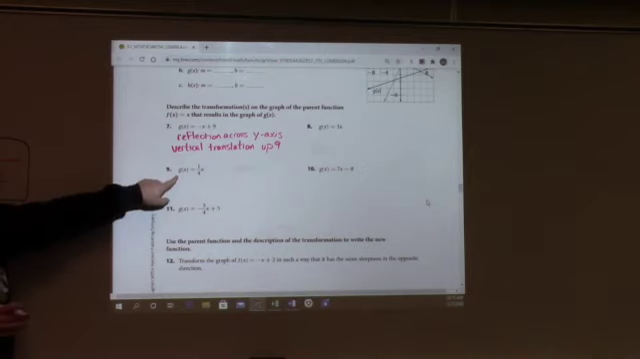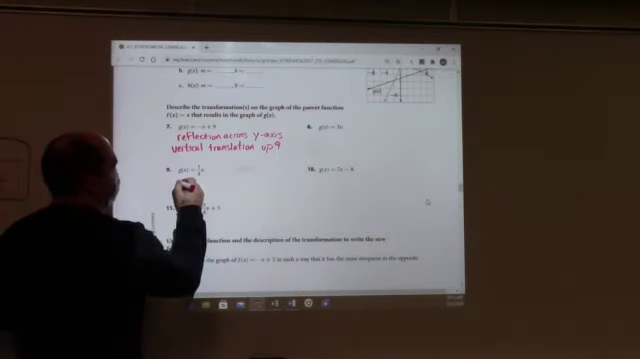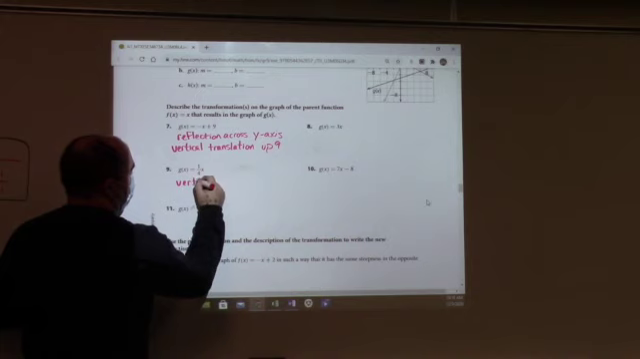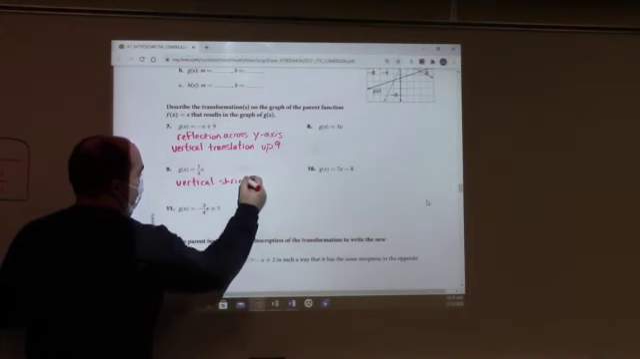Okay, what about number 9? g of x equals 1/4 x. I have what? A vertical shrink by 1/4.